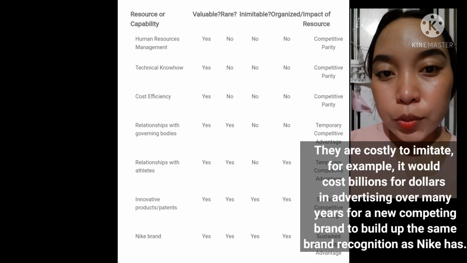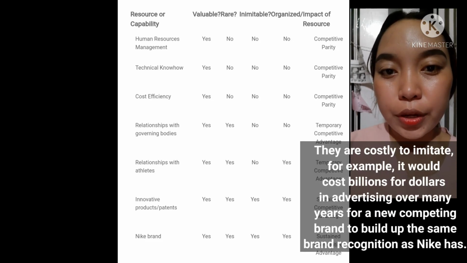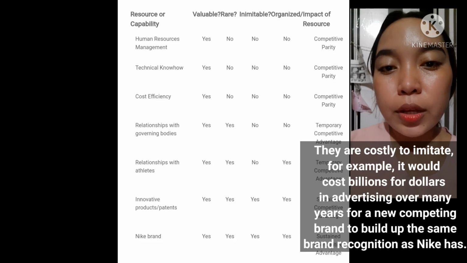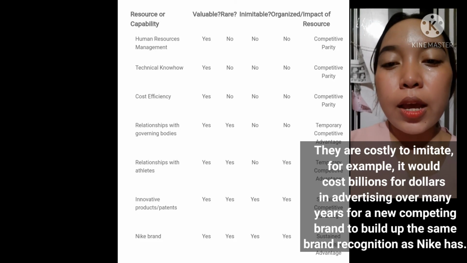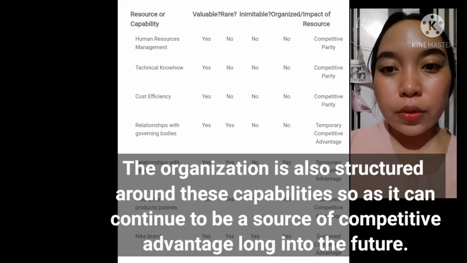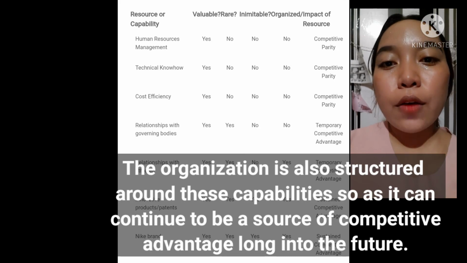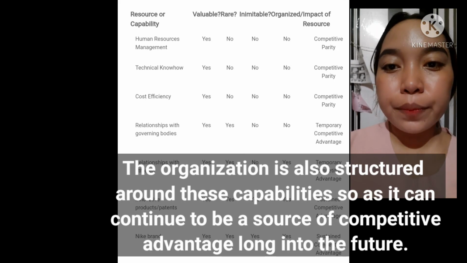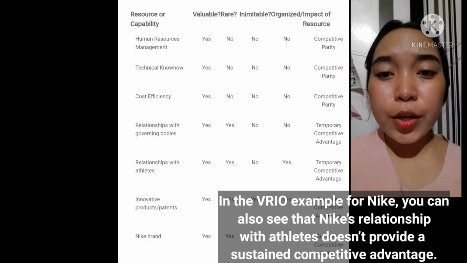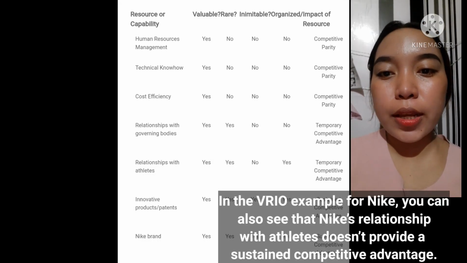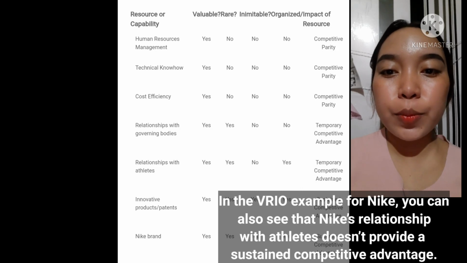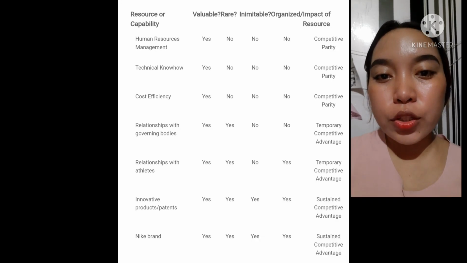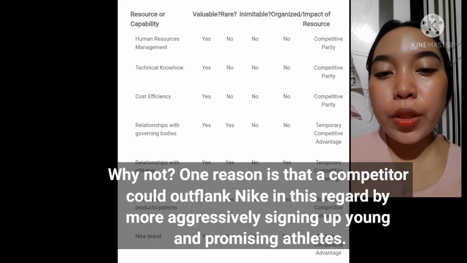For example, it would cost billions of dollars in advertising over many years for a new competing brand to build up the same brand recognition as Nike has. The organization is also structured around these capabilities so it can continue to be a source of competitive advantage long into the future. In the VRIO example for Nike, you can also say that Nike's relationship with athletes doesn't provide a sustained competitive advantage. Why not? One reason is that a competitor could outrank Nike in this regard by more aggressively signing up young and promising athletes.